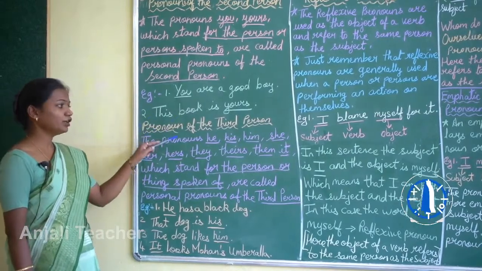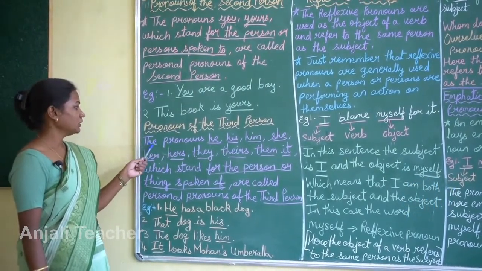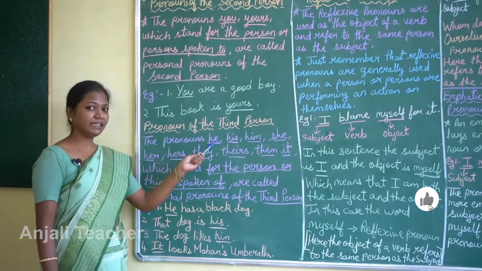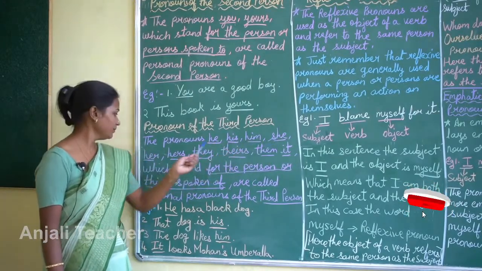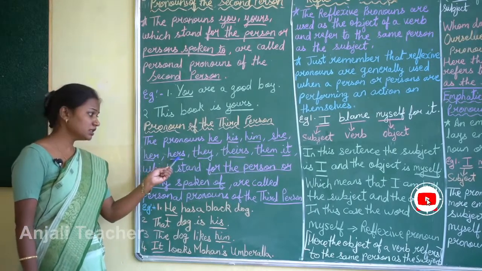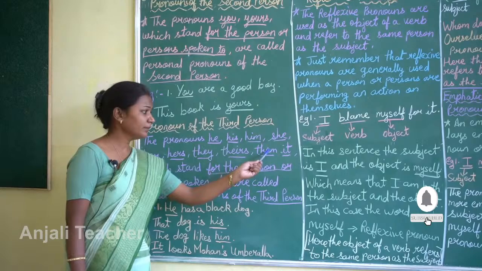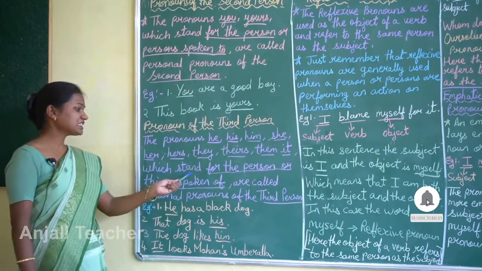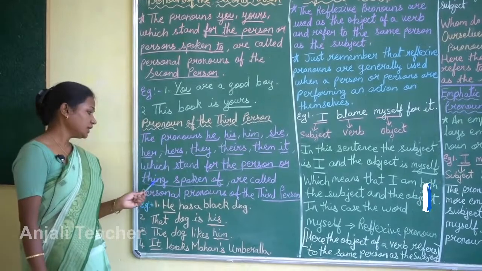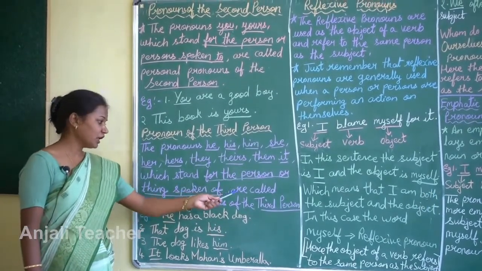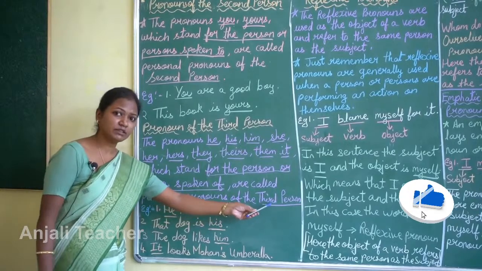Now pronoun of the third person. What is pronoun of the third person? The pronouns he, his, him, she, her, hers, they, theirs, them, it, which stand for the person or things spoken of, are called personal pronouns of the third person.